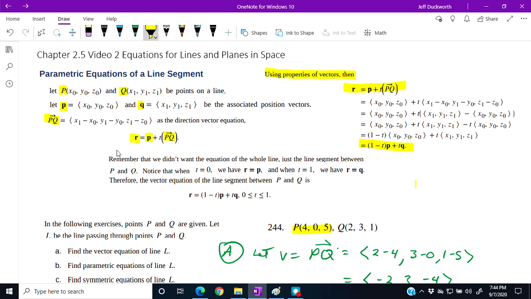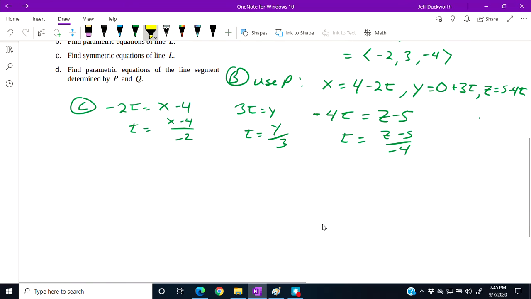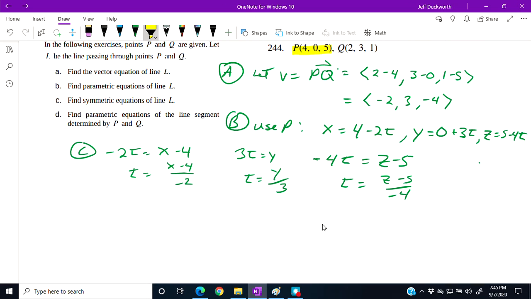So we note that if we put in t is 0, then we have R as P. And when t is 1, we have R is equal to Q. So we're going to be left with choosing a t between 0 and 1 inclusive, meaning including 0 and including 1. Let's try to put this to practice. All right, so we want to find the parametric equations of the line segment determined by P and Q. We're doing part D here.